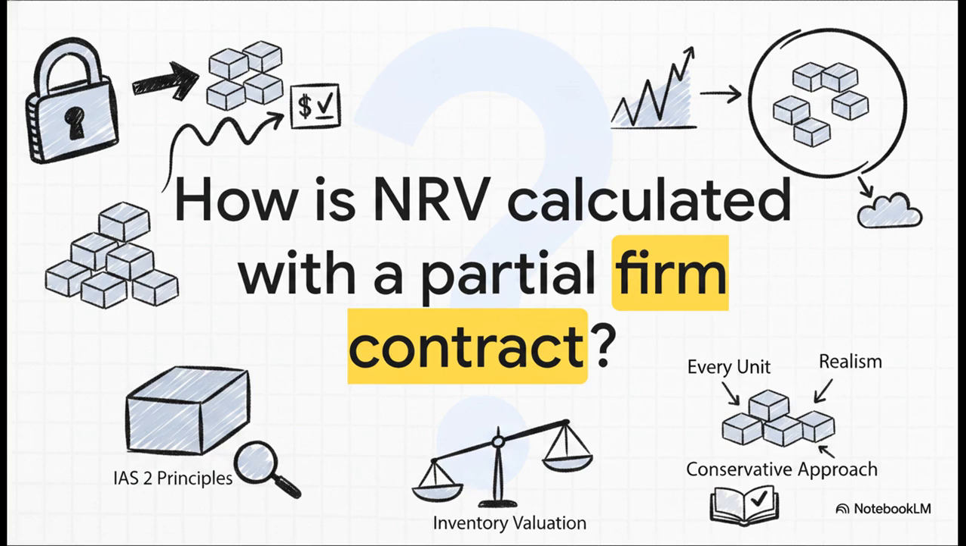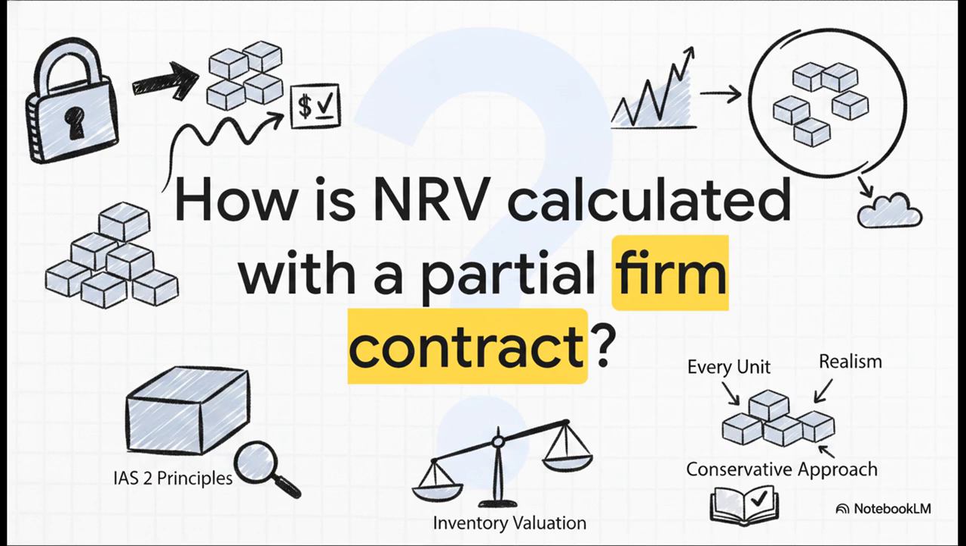I want to leave you with a provocative thought to really test your understanding. What if you hold 1,000 units of inventory, but you have a firm locked-in sales contract for 700 of them at a price much higher than the open market? How do you calculate your NRV then?